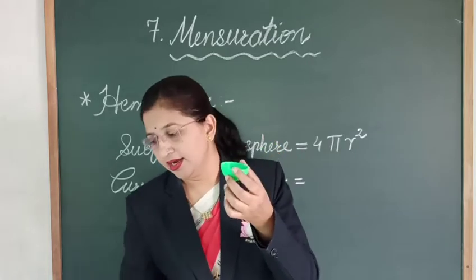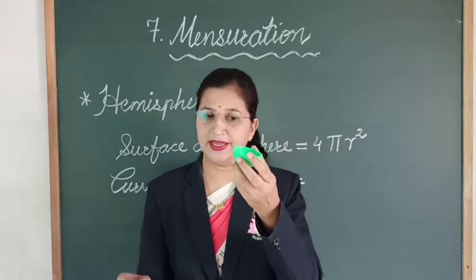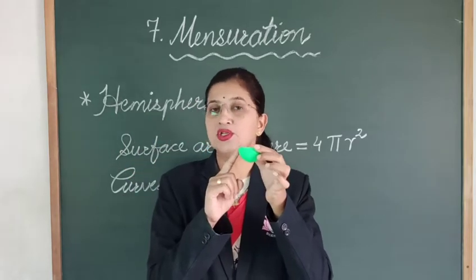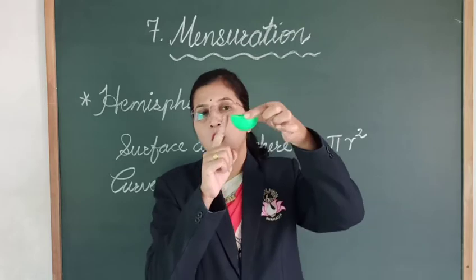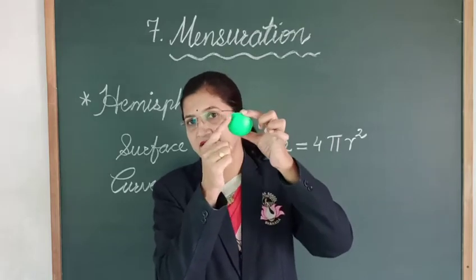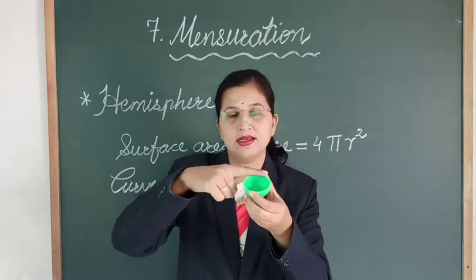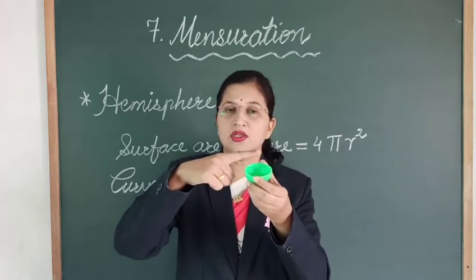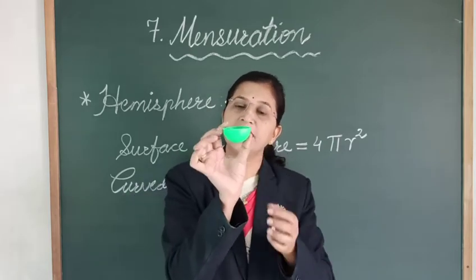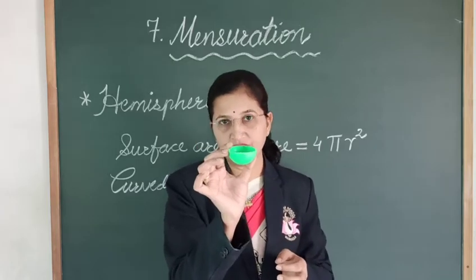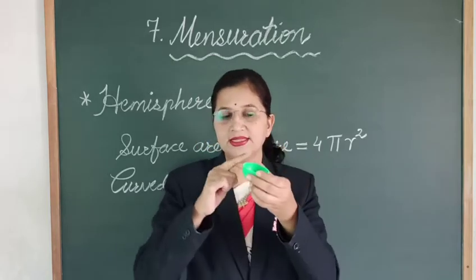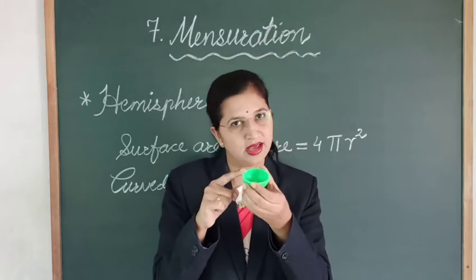So dear students, the hemisphere has 2 faces. One is this curved surface, and this top one is the circular surface. In this way the hemisphere has 2 faces, the curved surface and the circular face on top.